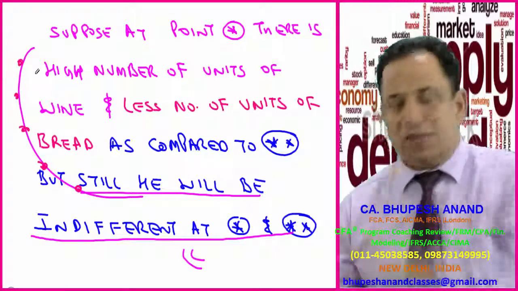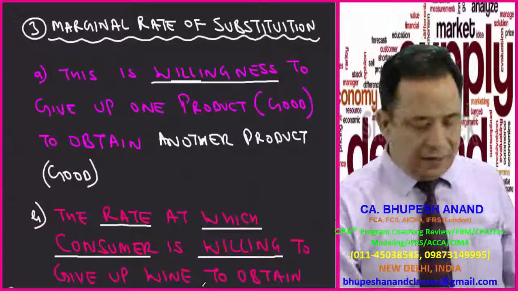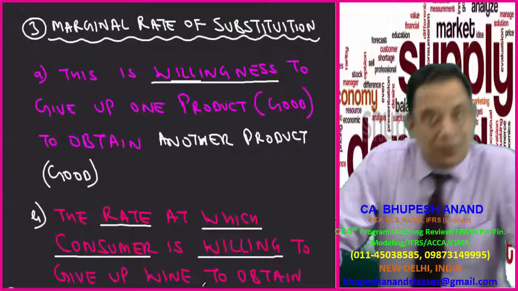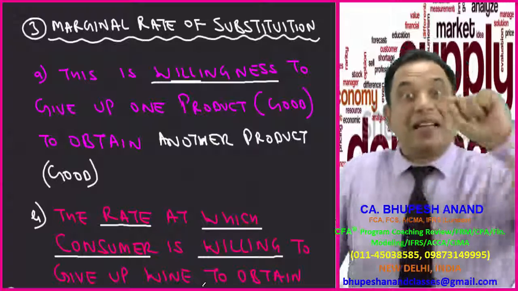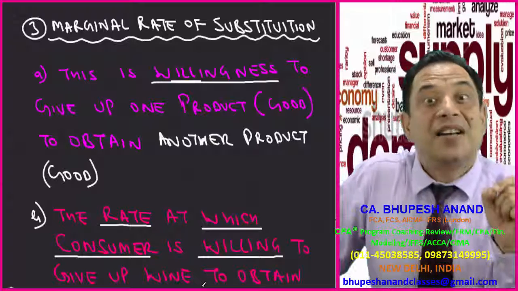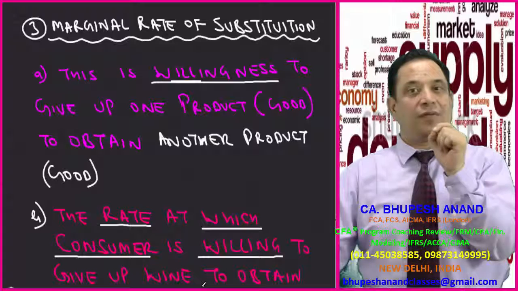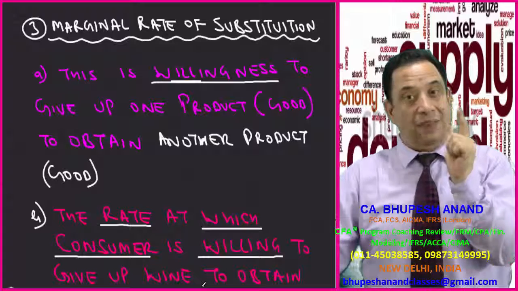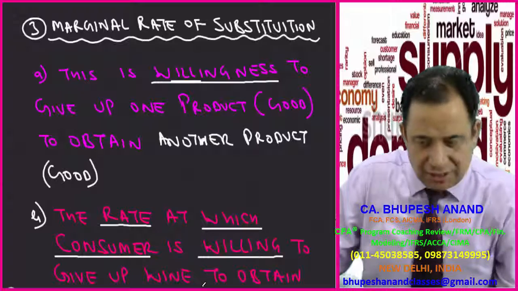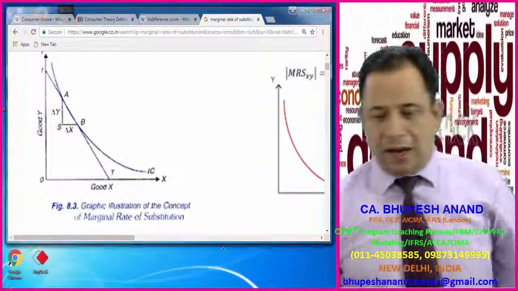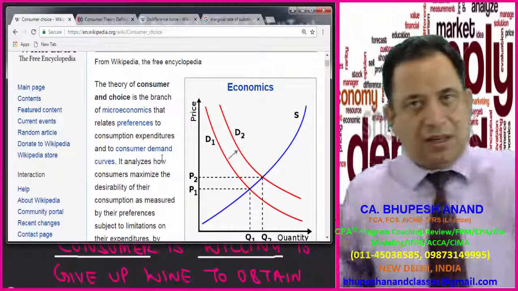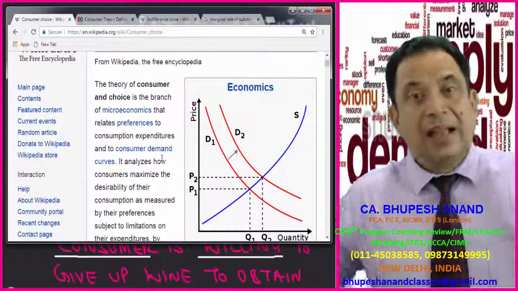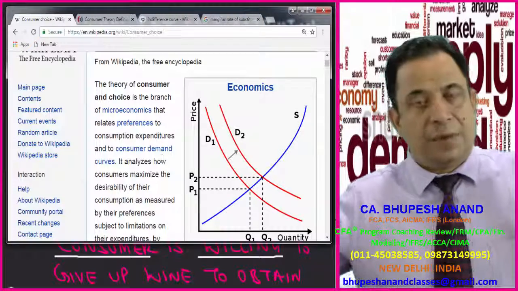So let me start with the last concept of today's lecture, that is demand and supply analysis. Consumer demand is named the marginal rate of substitution. My dear friend, I have already told you, just see here from Google, what is the meaning of consumer choice theory. I have first discussed the meaning of consumer choice theory, and when I say consumer choice theory, there are three principles.